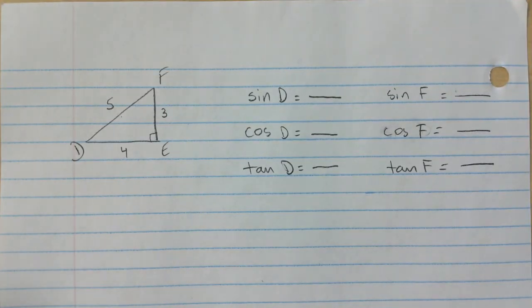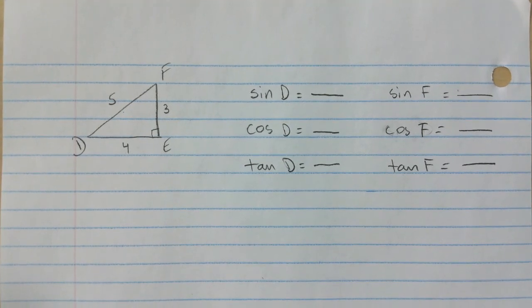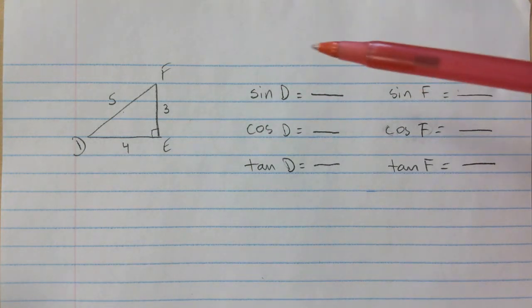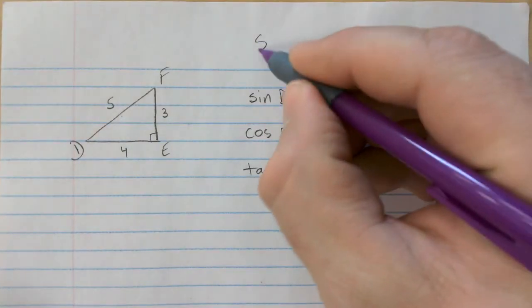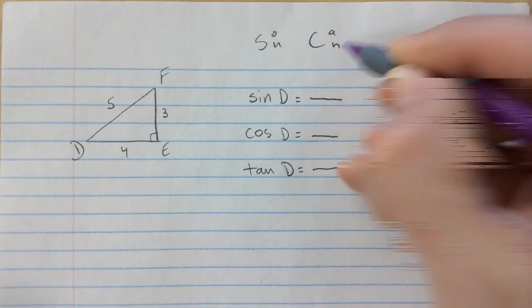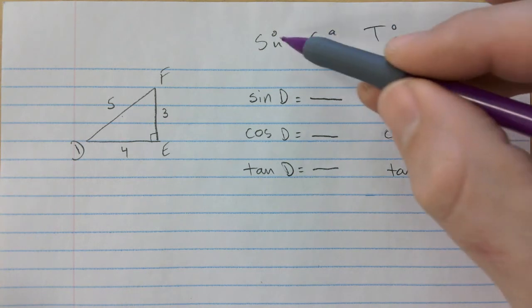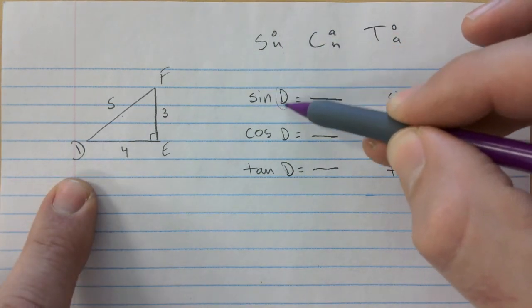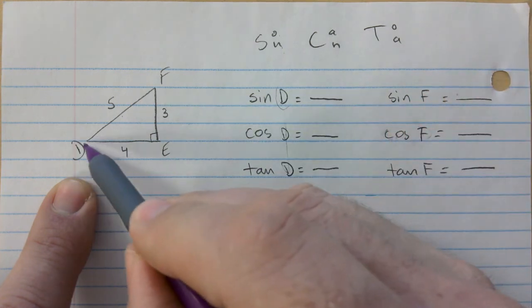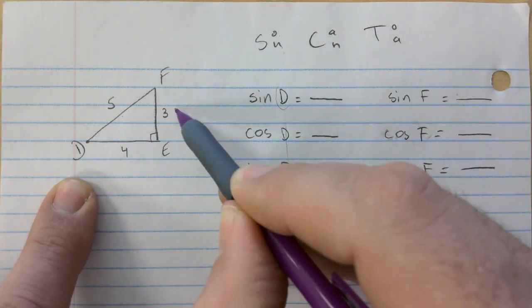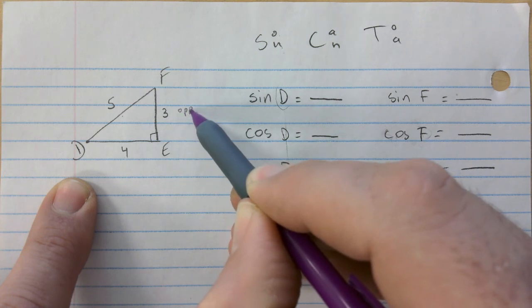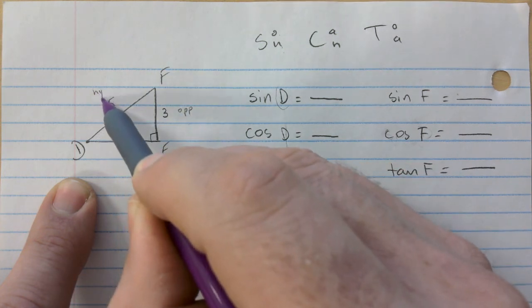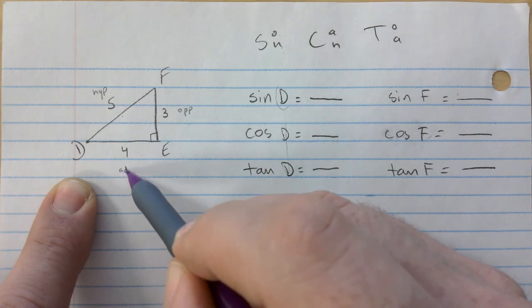We're going to finish this before you go, so don't hang up. It's very important you get this right. Always have SOHCAHTOA ready to go, because that's going to help you remember which two sides go here. If we're looking at D, that's our reference angle here. That means this is opposite, this is the hypotenuse, and this is the adjacent, right?